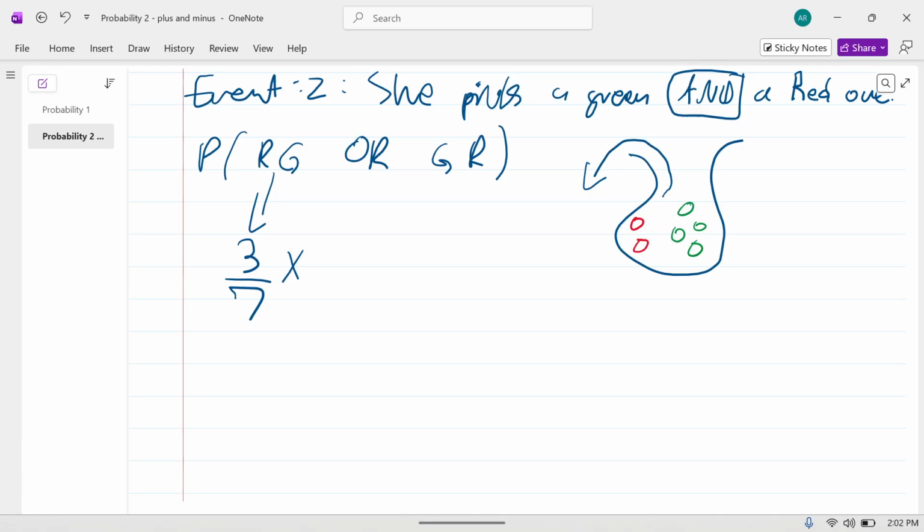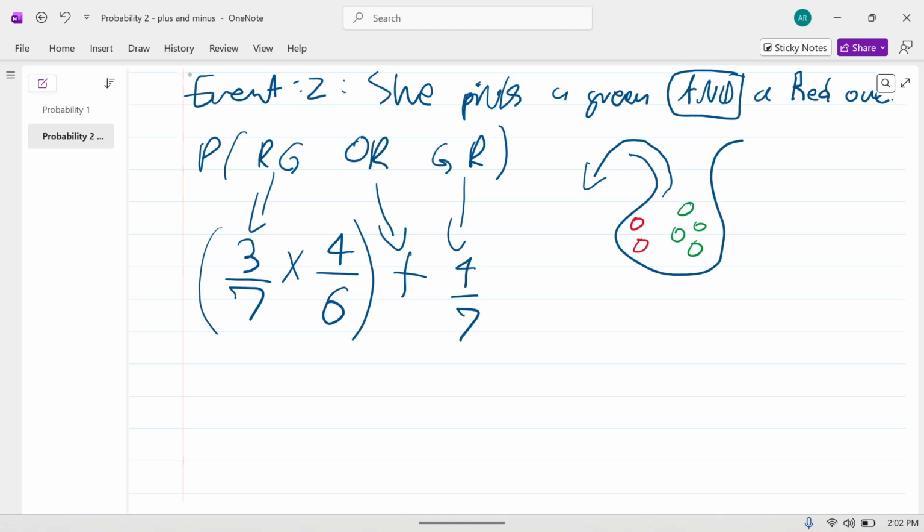Right? Now she picks up another ball and that has to be green. The probability of her now picking up a green ball would be 4 over 6. This is how with and without replacement makes a difference. Okay? And then you add, because there's an or in here. And now look. 4 over 7. Why? Because now let's reset the scenario.